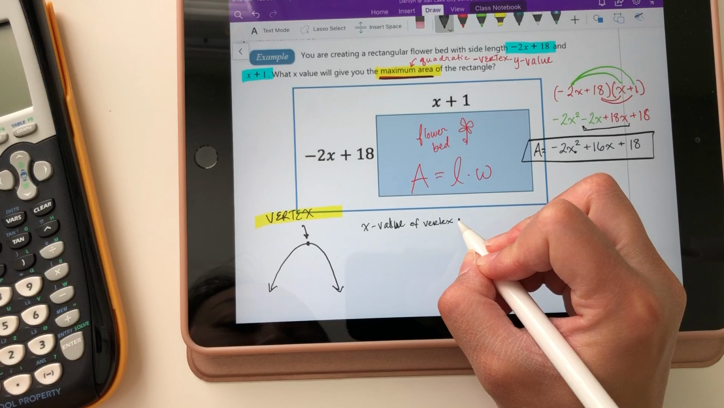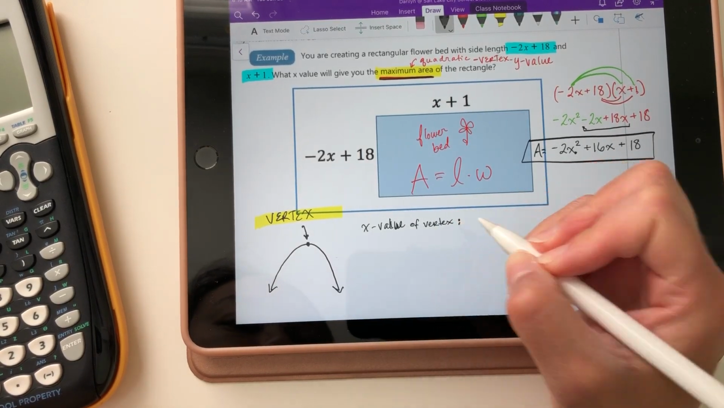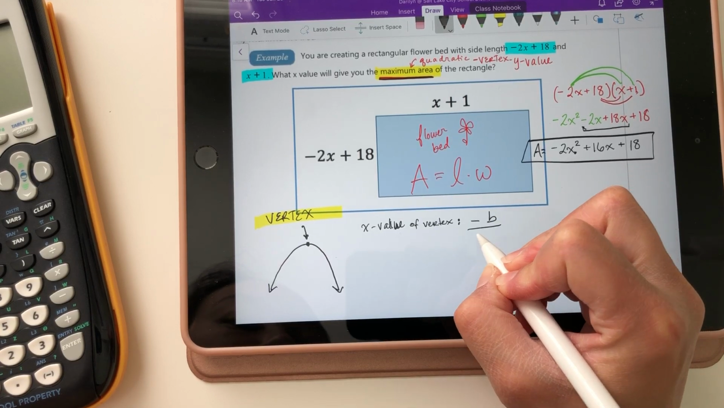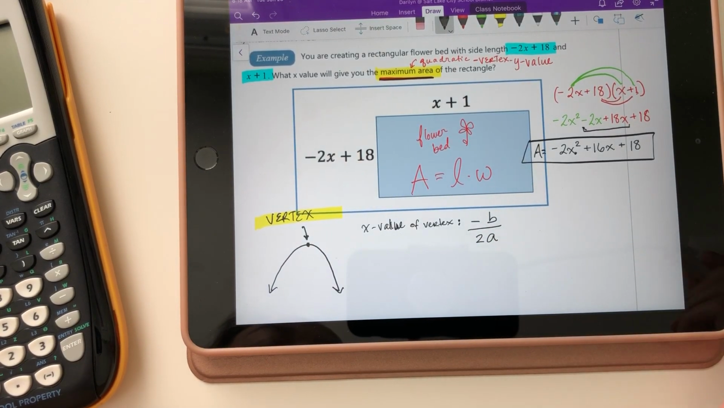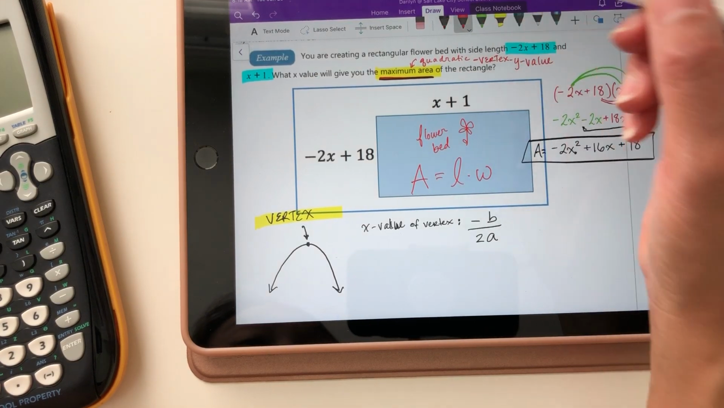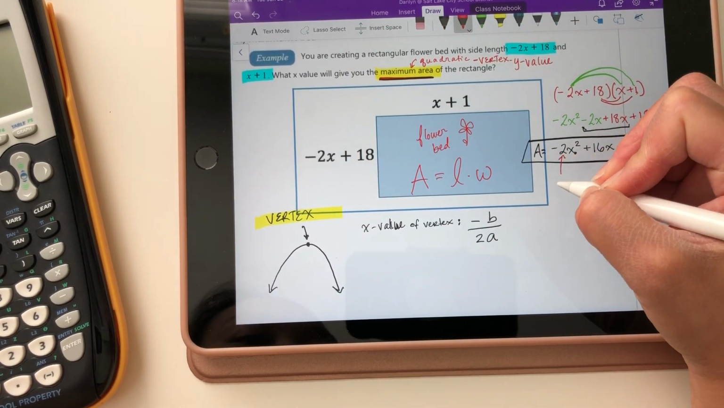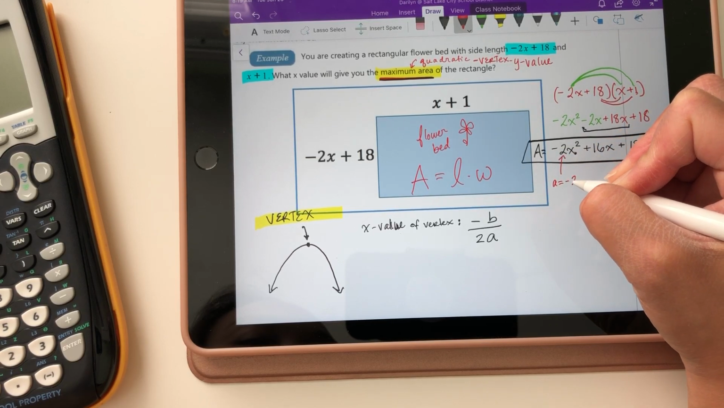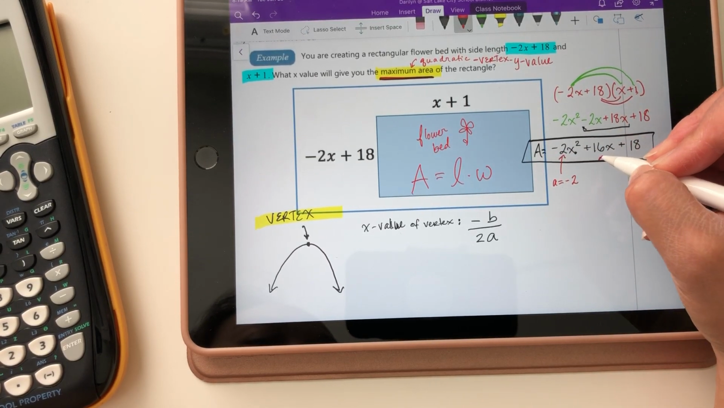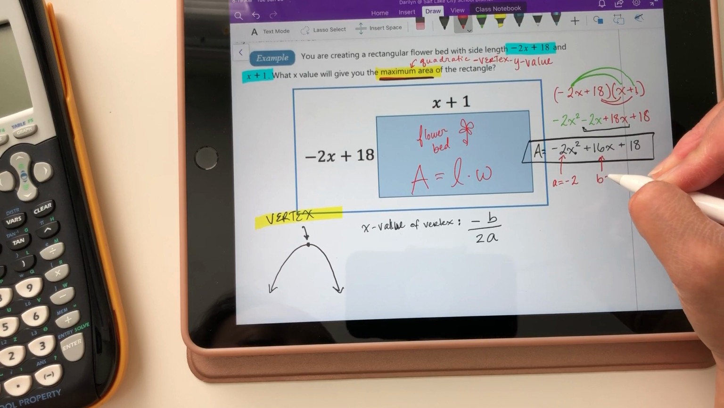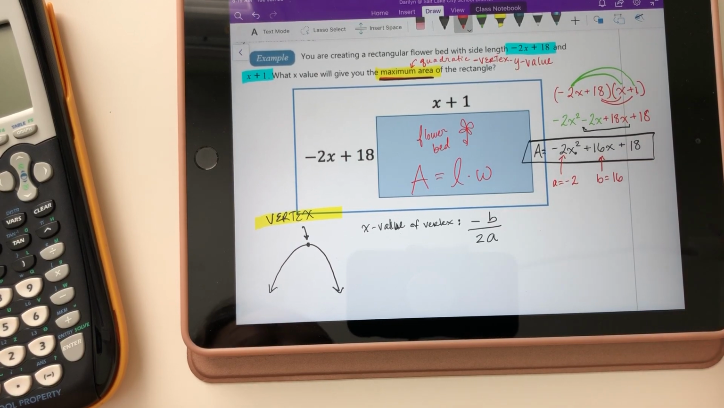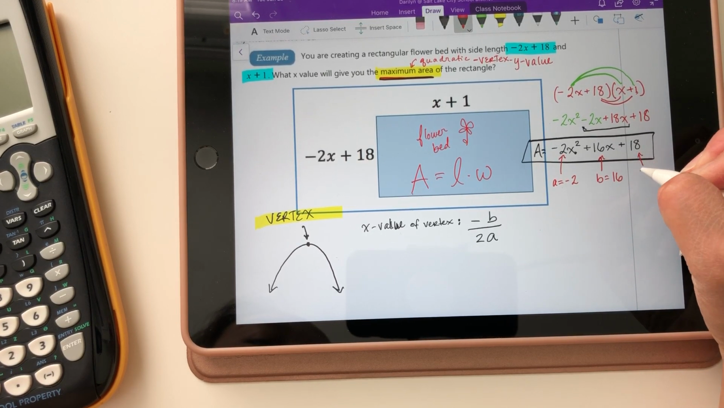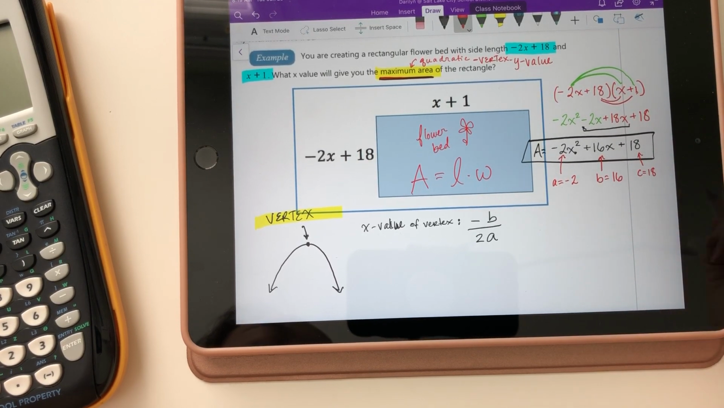So to find the x value of the vertex, we are going to use our trusty old little formula, negative b over 2a. And you're probably wondering, cool, Meryl, what does that even mean? Well, a is the number in front of the x squared. So in this case, a is going to be negative 2. B is the number in front of the x by itself. So in this case, b is going to be 16. If you needed the c value, that would be this 18. C is always the number chilling out by itself.